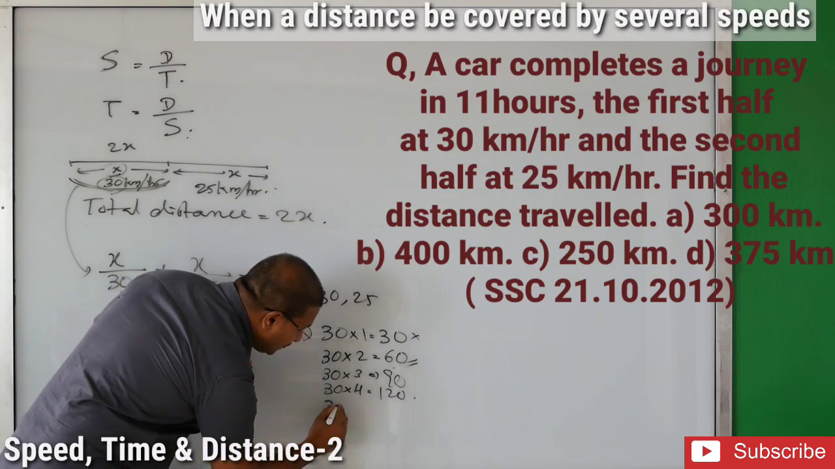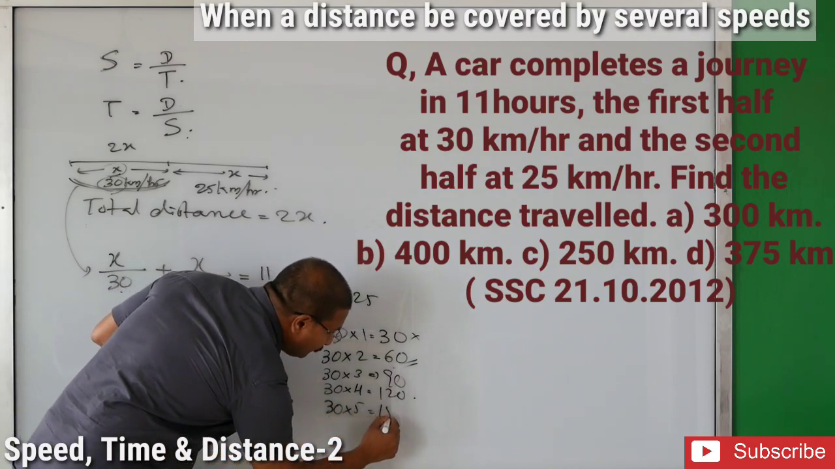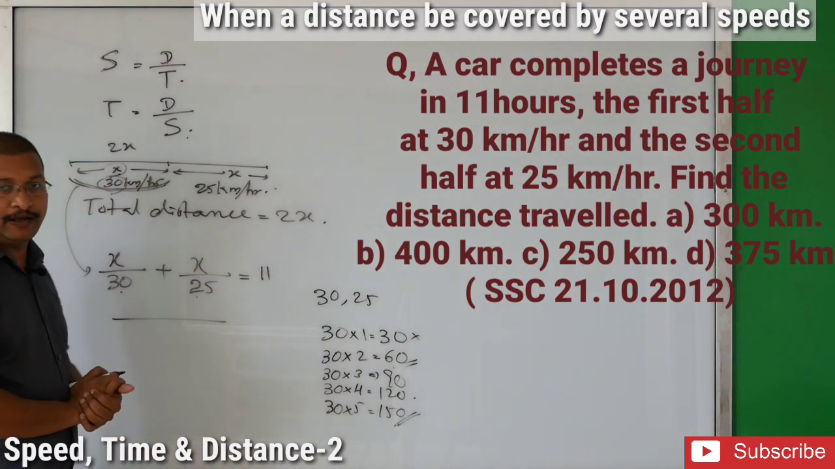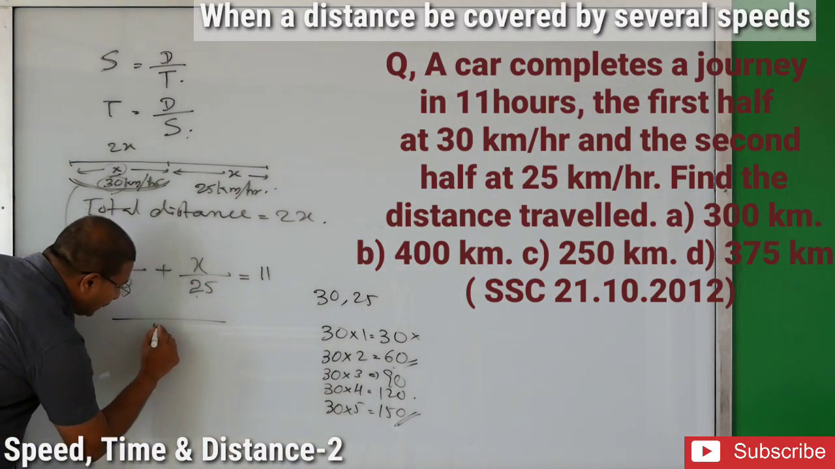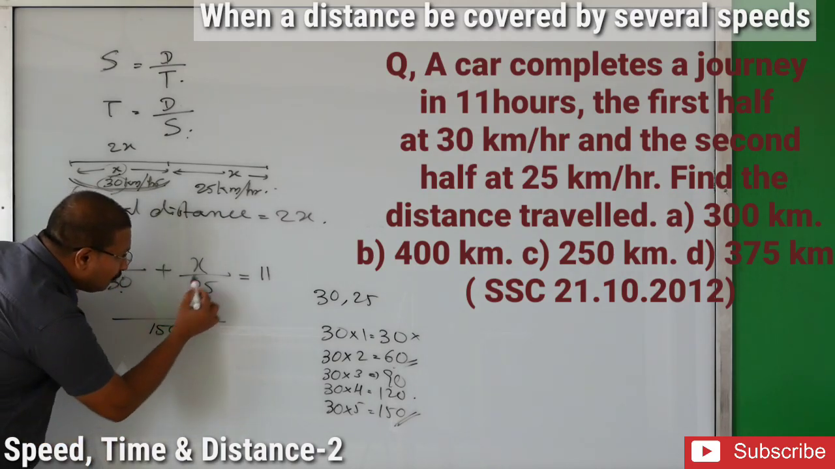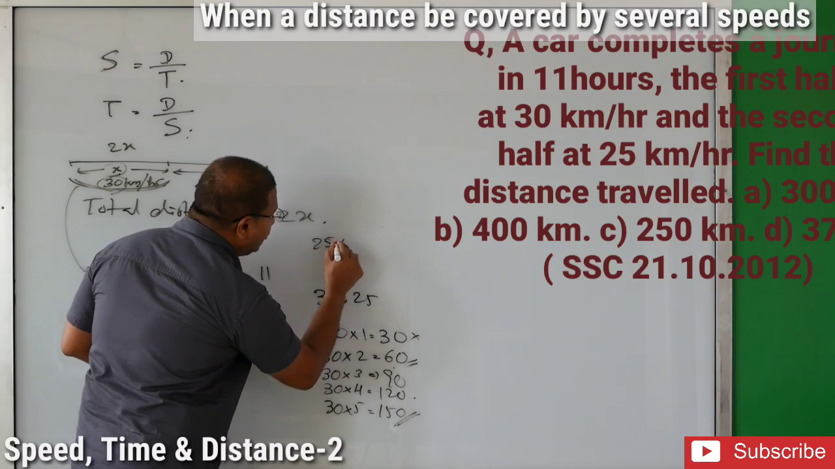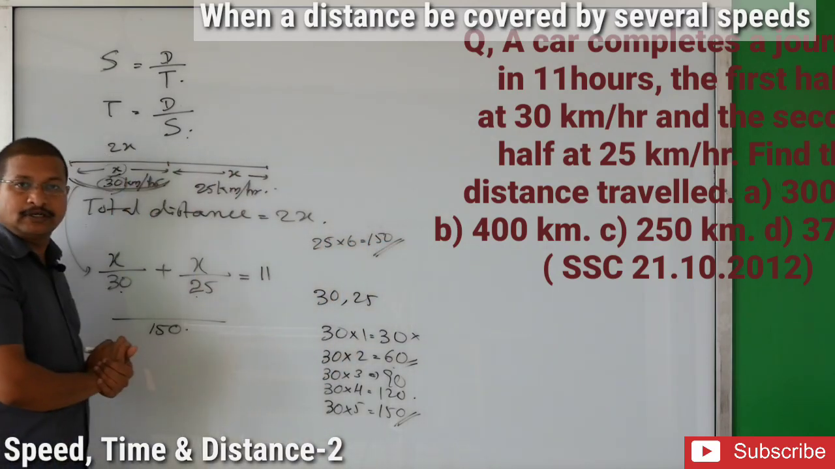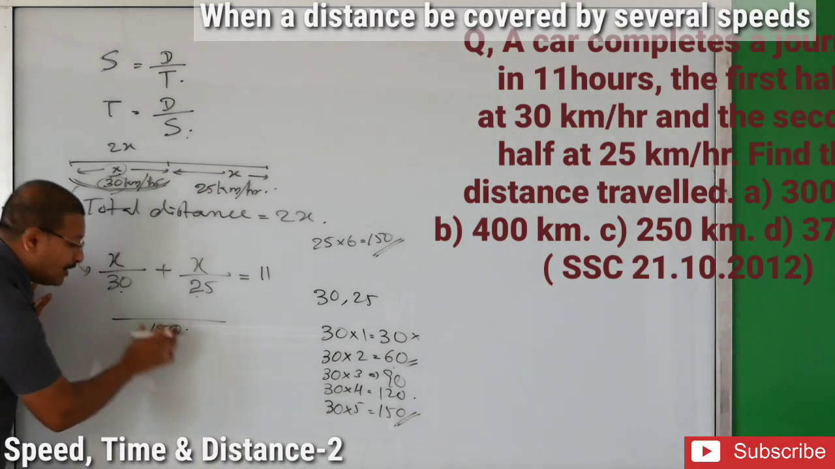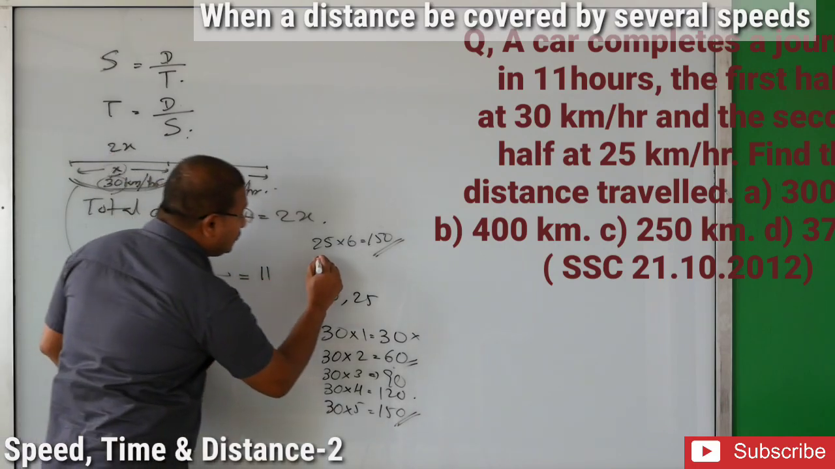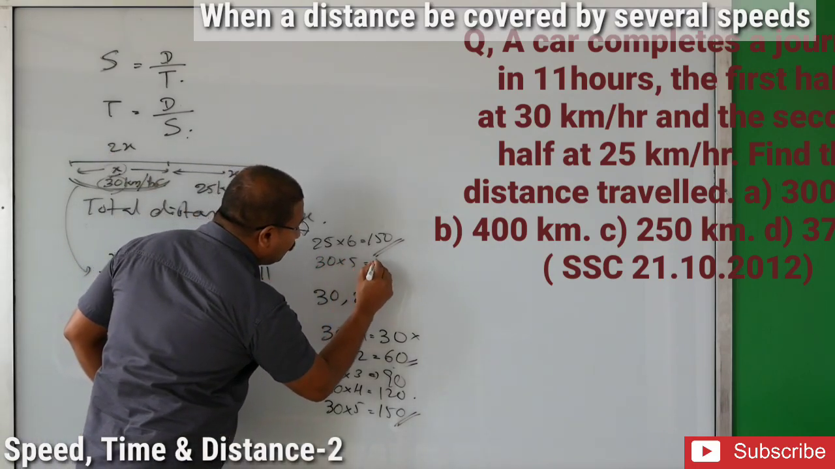Next we take 30 into 5, that means 150. Now you check it, 150. Sure, we can divide by 25. That means we are taking the LCM as 150, because 25 into 6 gives 150. Ready? That means the LCM is 150. So 30 into how much will you get 150? 30 into 5 gives 150.